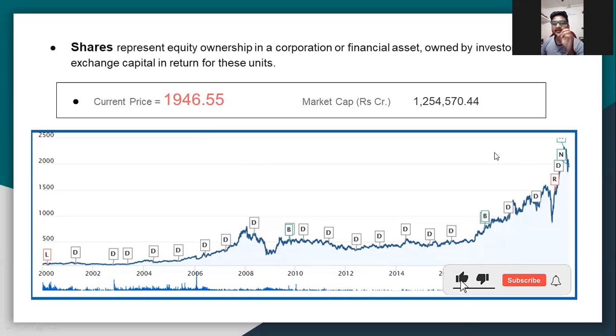So what is the current price? It is 1946, right? And the market cap is around 1254570. Now what does this mean? There are a certain number of outstanding shares in a company, that is the total number of shares that they can trade in the market, right? And each share is valued at a certain price. When you multiply both of them, you get the market capital, which you can see is 1254570.00, right? This is the market capital of Reliance Industries. So this is what exactly a share is.